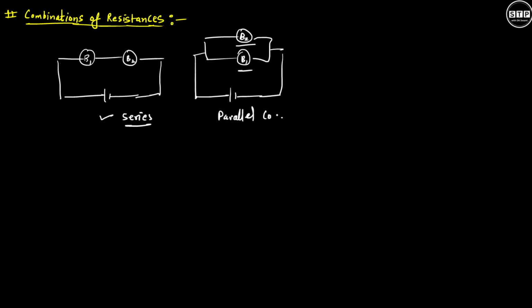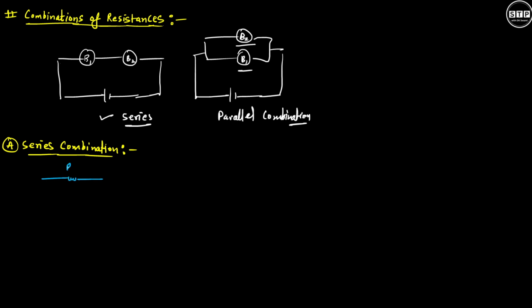So let's understand one by one these two combinations. First is the series combination of resistances. For understanding purposes, I am just taking two resistances. We can extend this to any n number of resistances. So here is the circuit.